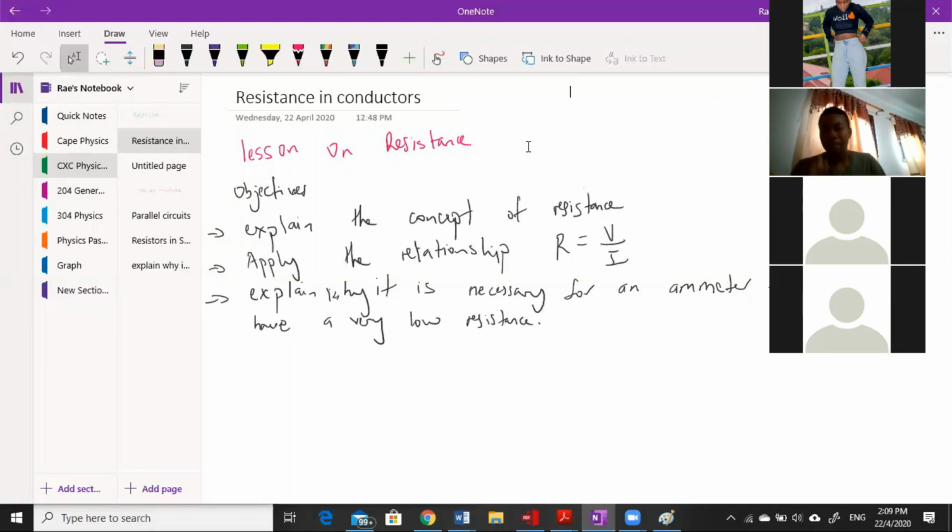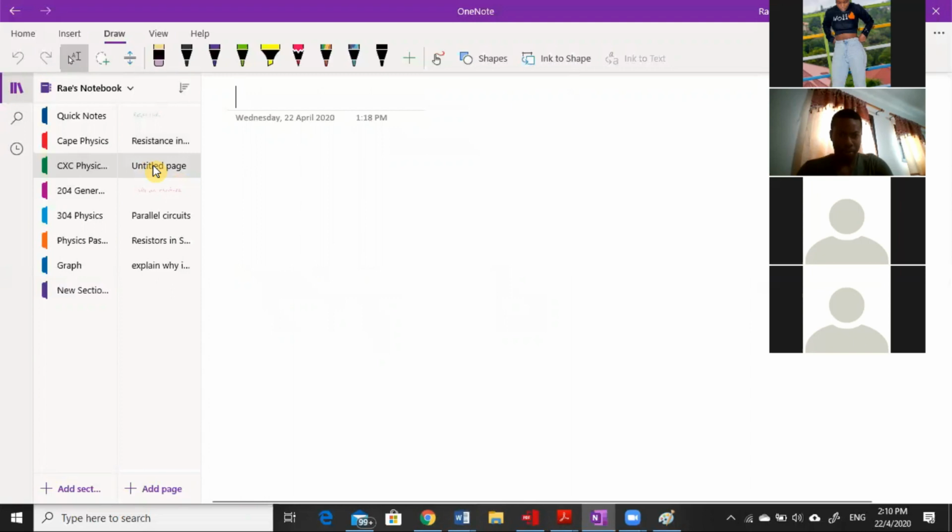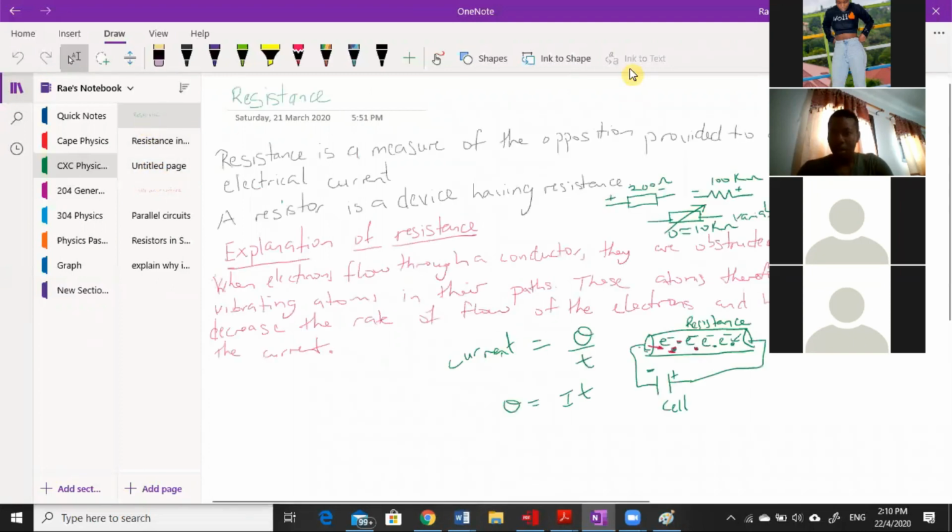But now we want to explain what is happening inside of a conductor whenever we apply, for example, a potential difference to a piece of conductor. So let me bring up my next page here. Hopefully you guys can see this properly.